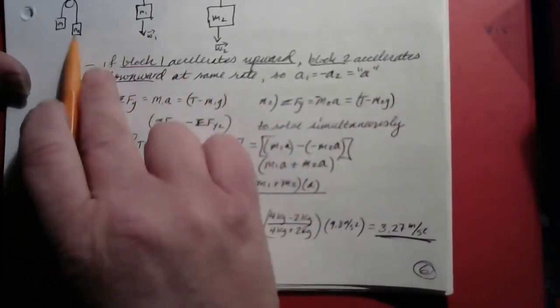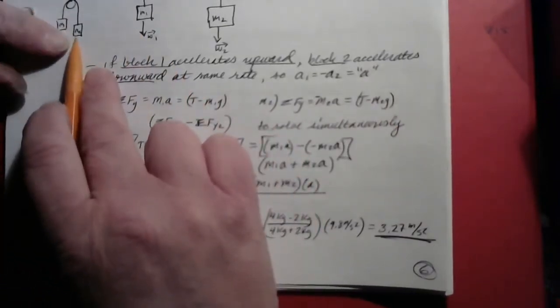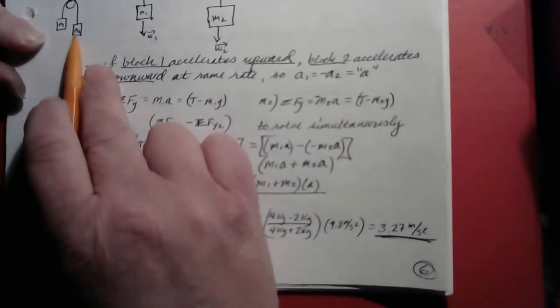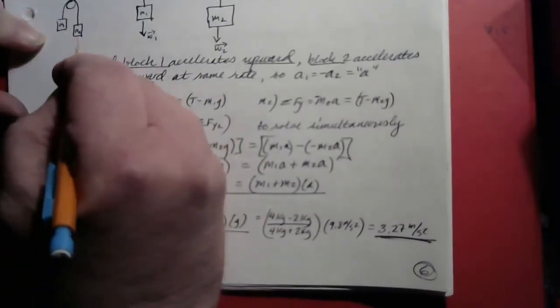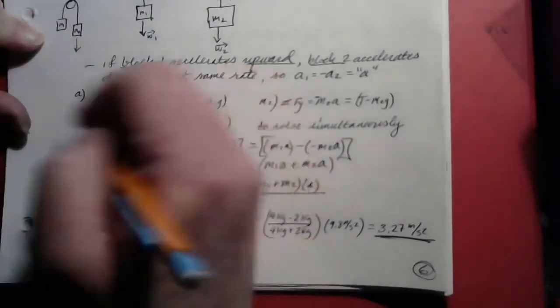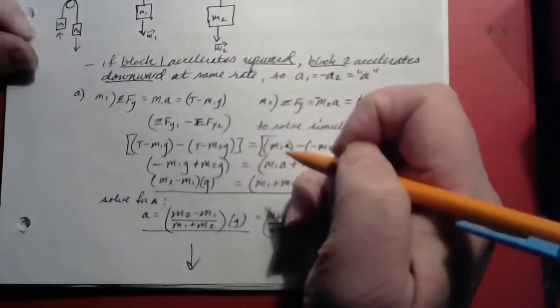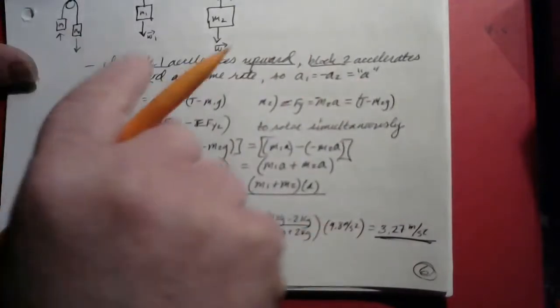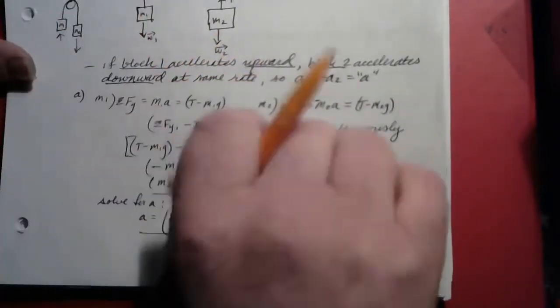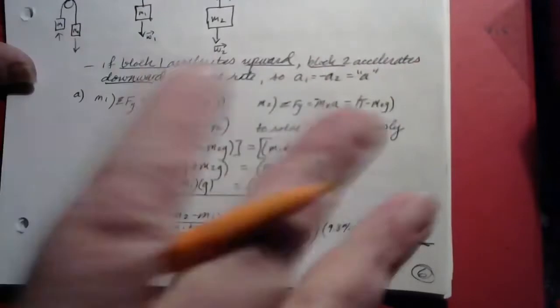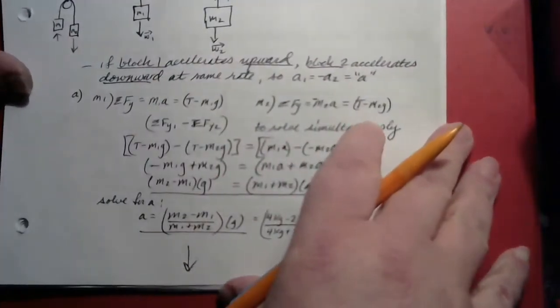Basically, if you're holding block number 2, which is the heavier block, and you let go of it, it's going to accelerate downward because it's heavier. That means that mass 1 is going to accelerate upward at the same rate, assuming that the line doesn't stretch. And for simplicity, we basically have to assume that the line doesn't stretch.